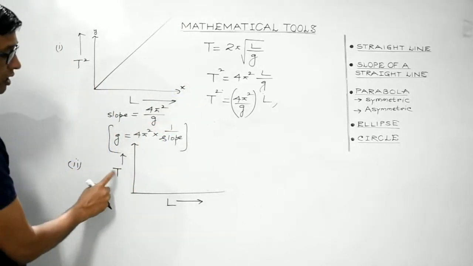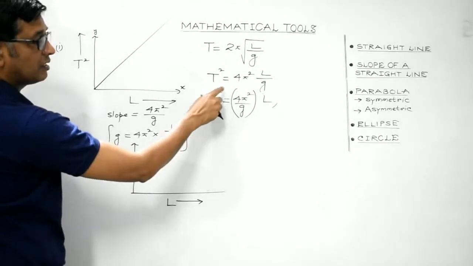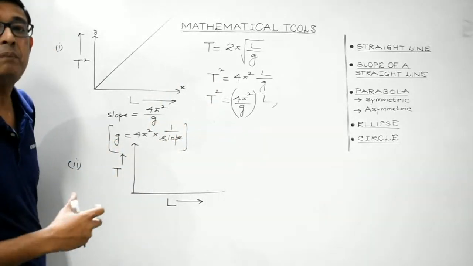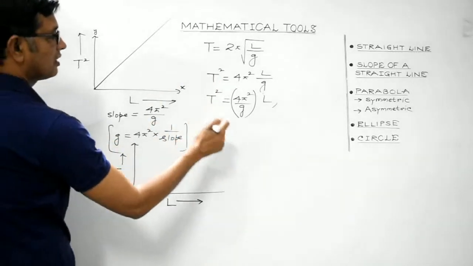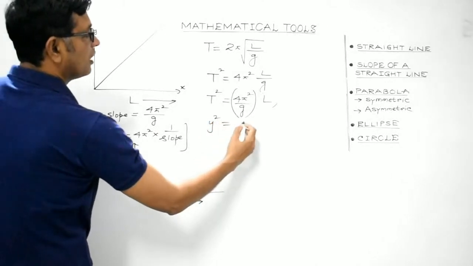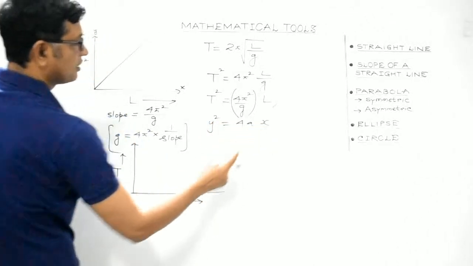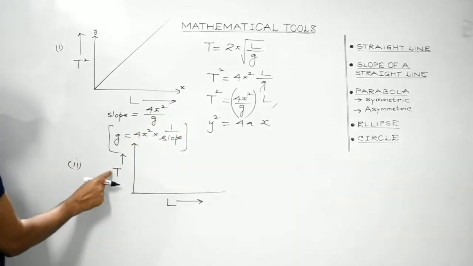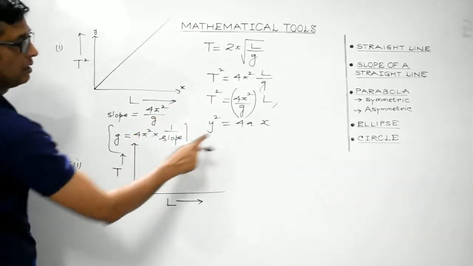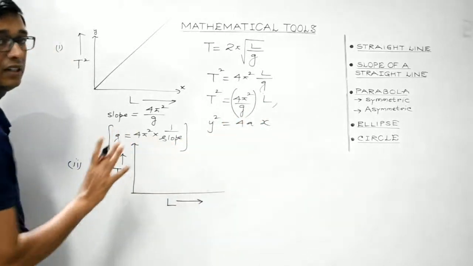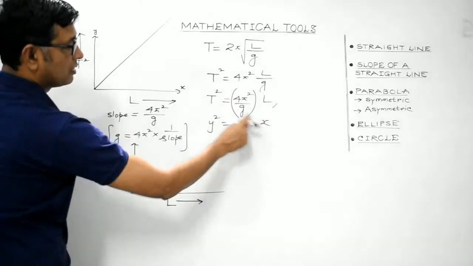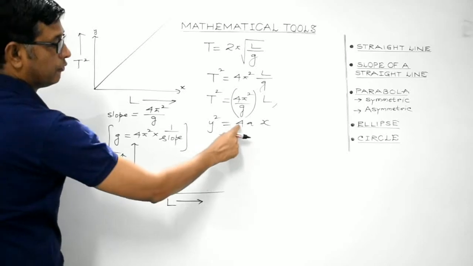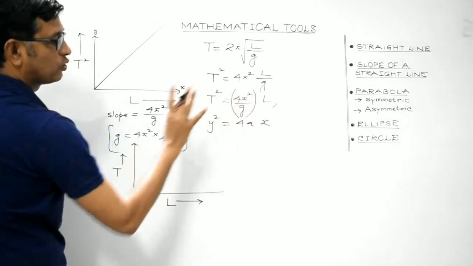Now if you want to plot a graph between t and L, what's the degree of t? It is 2. So it should be a parabola. So it is in the standard equation of y square is equal to 4ax. Y is represented by time period, x is represented by length, isn't it? So it's in this form. 4a, which is constant, is equal to 4 pi square by g.